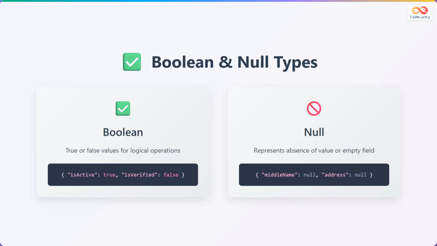Next, we have Boolean and null types. Boolean values represent true or false, which are useful for logical operations. The null type represents the absence of a value or an empty field. Here's an example. The isActive and isVerified fields are Boolean, indicating whether a user is active or verified. The middle name and address fields are null, representing that these fields have no value assigned.